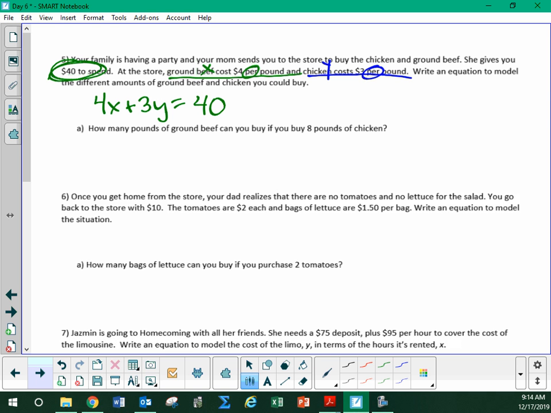Okay. How many pounds of ground beef can you buy if you buy 8 pounds of chicken? So beef was X. I don't know how much beef, but they told us we have 8 pounds of chicken, so we do y is 8. And then we just pick one and jump. 4, I don't know that, so 4x.